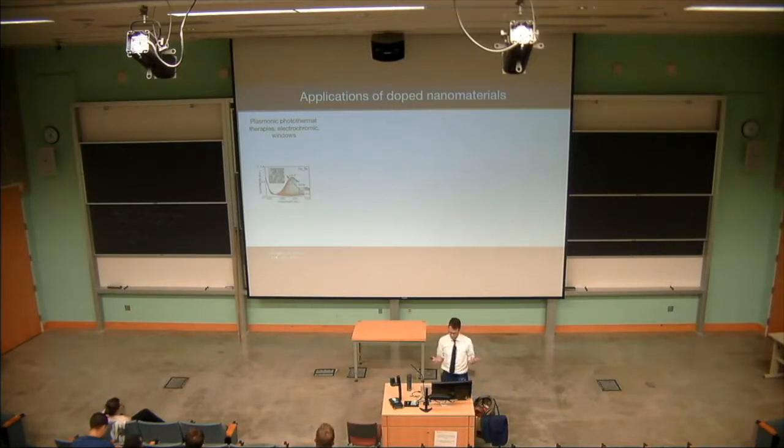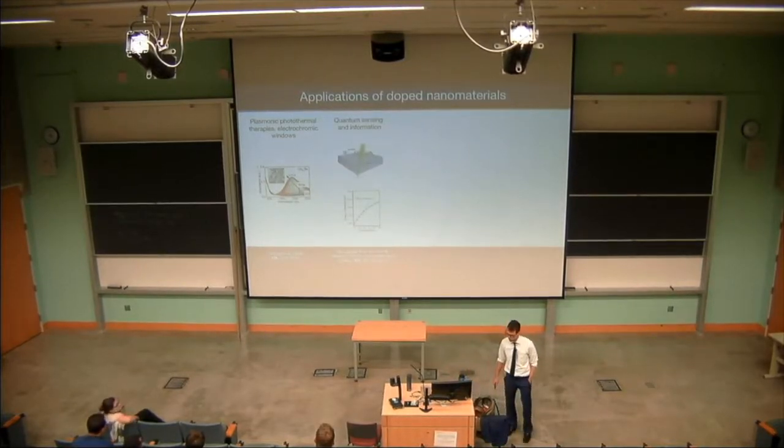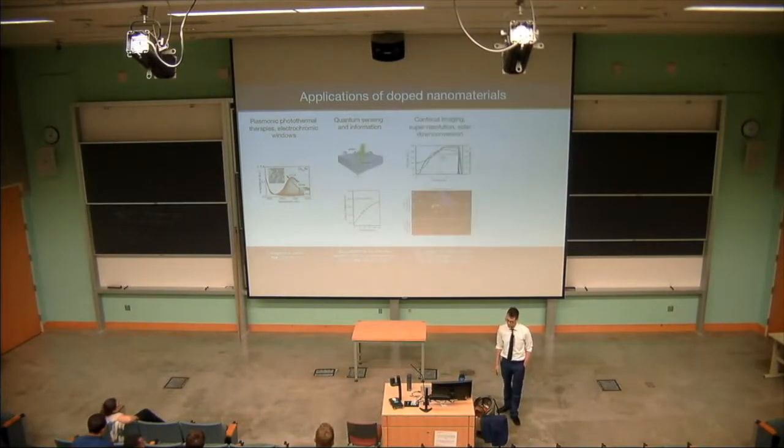Other applications include electrochromic windows. Similarly, other applications of doped nanomaterials are quantum sensing and information, which I'll talk about in more detail a little bit later on in the talk. And then another application is something where you'd use nanomaterials for confocal imaging. These would be the stain material that you would use as a luminescent down converter. Similarly, these can also be used for extreme up conversion to do super resolution imaging of a wide range of different materials.